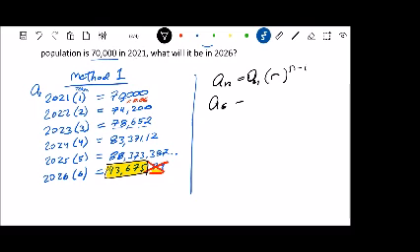So the amount of the sixth term is equal to the amount of the first term, which is 70,000, times the ratio, which is the 1.06. Oh, I need to go back and fix something in concept here. And then we're going to have 6 minus 1.